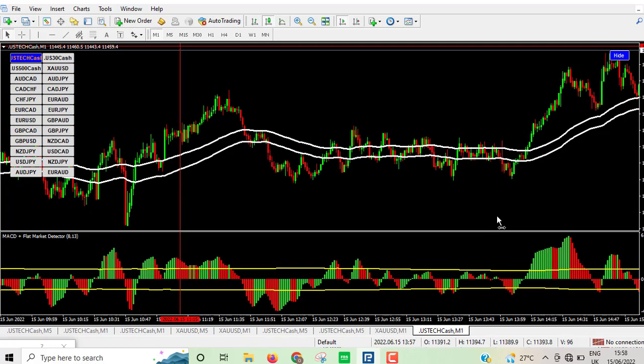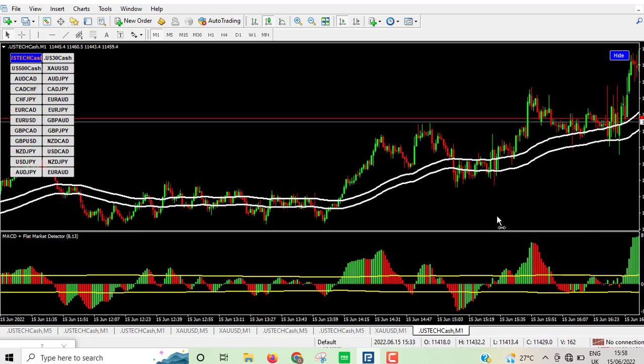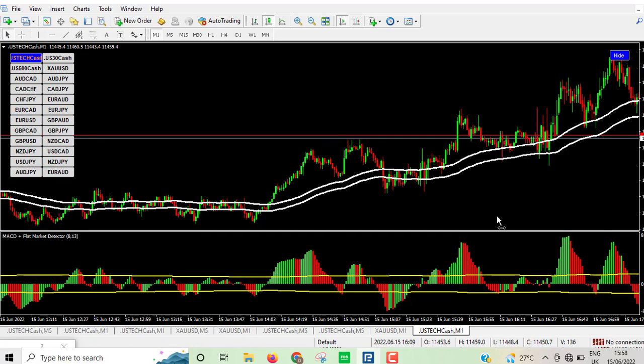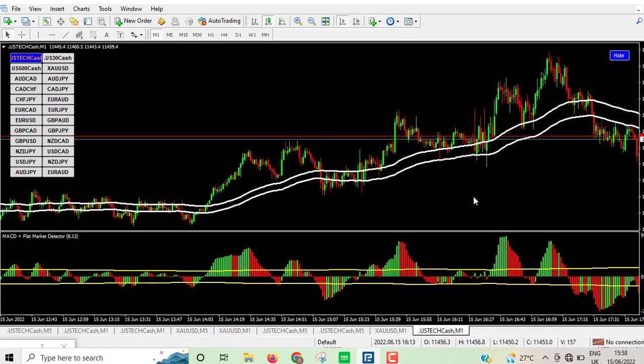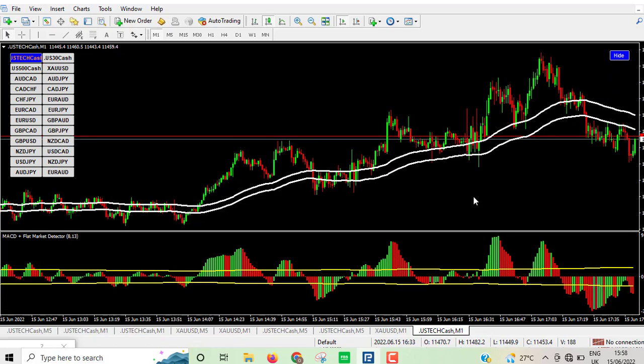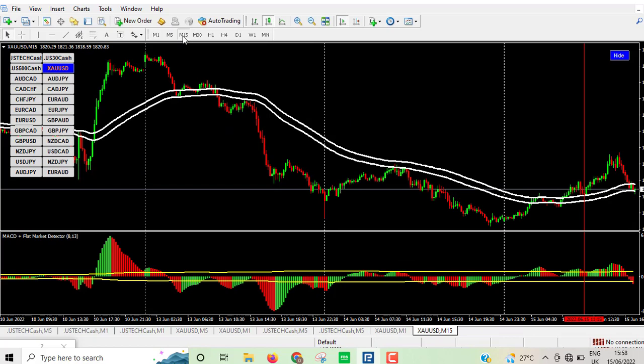So you move on and keep on taking trades in the direction of the 15 minutes. And here is another one, it breaks above. Another break above the 80 line, and that is how you trade this particular strategy. Now let's go back to gold and check another pair.